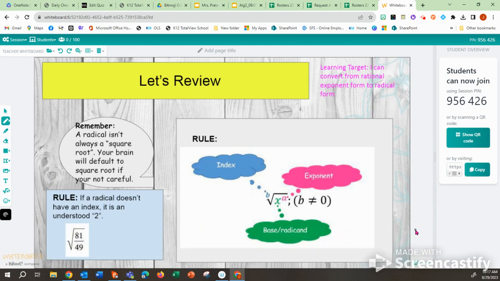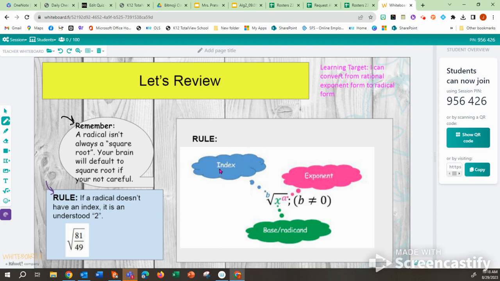I thought that I would make several slides just going over the basic rules that we have learned in Unit 2. So when we're dealing with a radical, remember that a radical is not always a square root. Okay, your brain, if you're not careful, is going to default to square roots just because we've had more experience with square roots. So it says if a radical doesn't have an index.